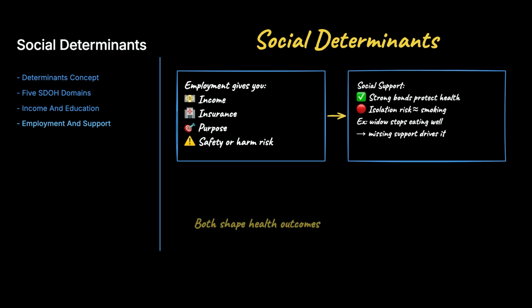Social support is just as powerful. Strong relationships protect health so well that isolation carries a mortality risk comparable to smoking. Picture an older adult who stops eating well after losing a spouse. A missing social support is driving the outcome.